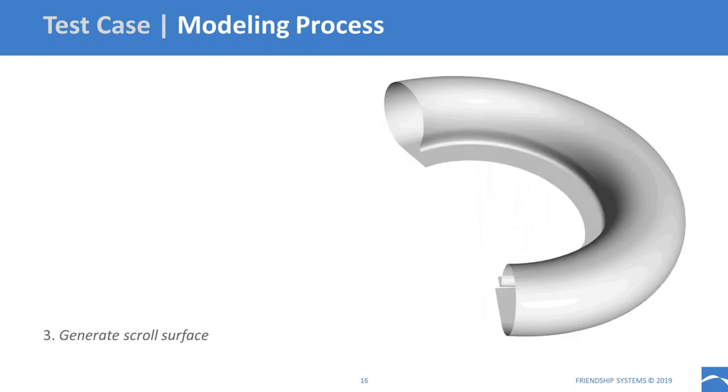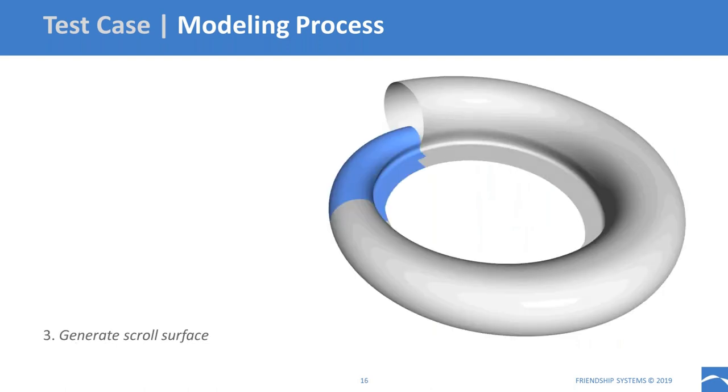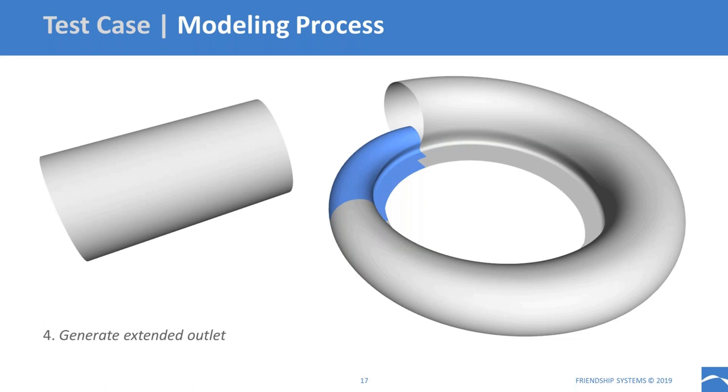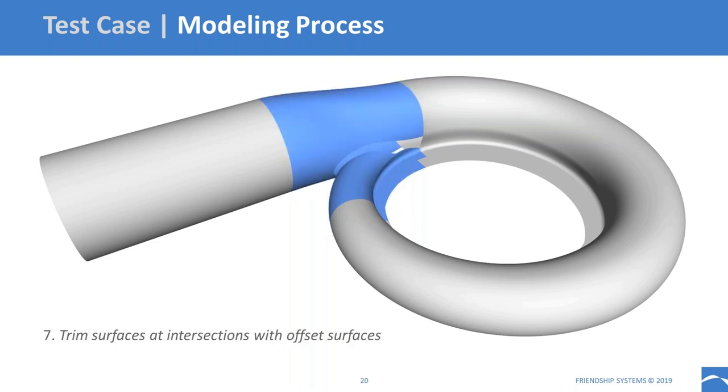So as a next step, we can combine our cross-section definition with these distribution functions and generate a scroll surface, as you have just seen here. And then we generate the outlet duct, basically, and connect it to the scroll with a smooth transition. Then we offset these surfaces here, this transition surface and the end part of the scroll, with a certain amount that is, of course, parametrized and intersect our original surfaces with these offset surfaces.